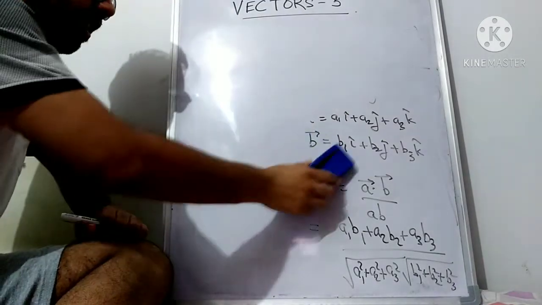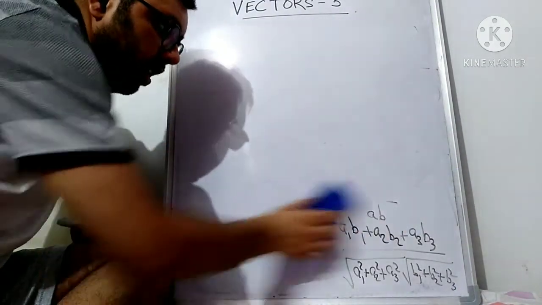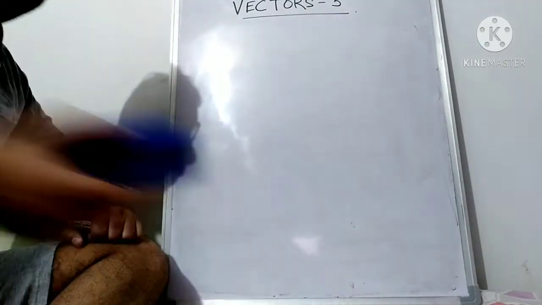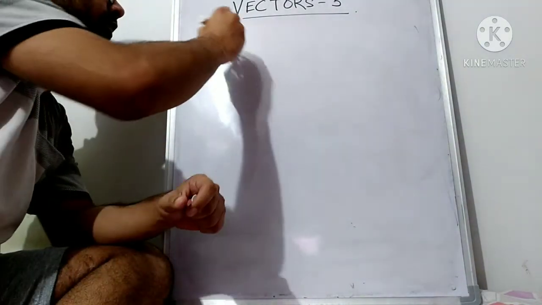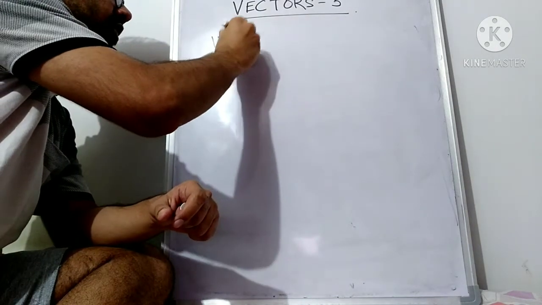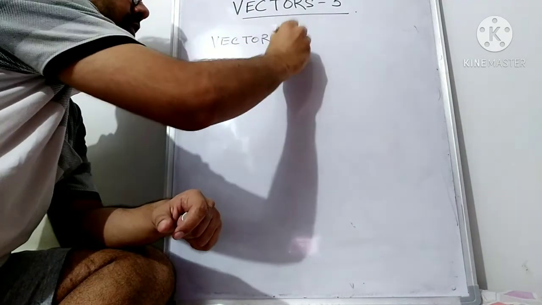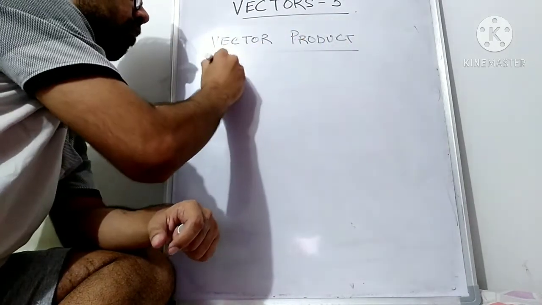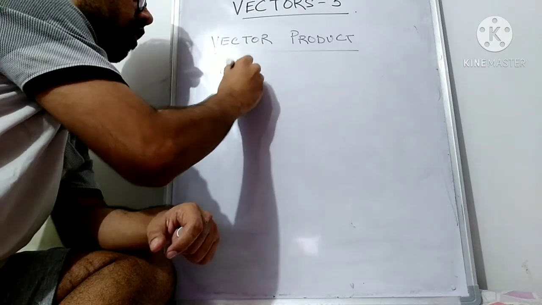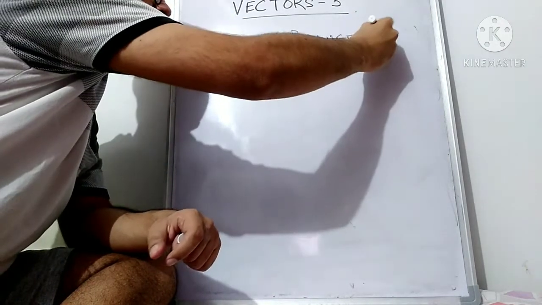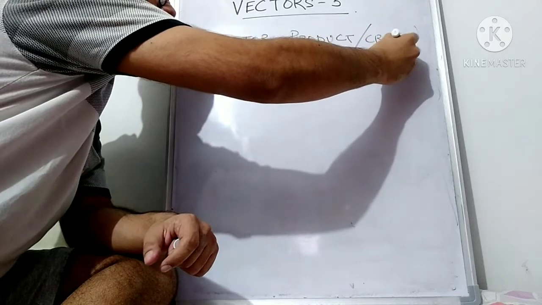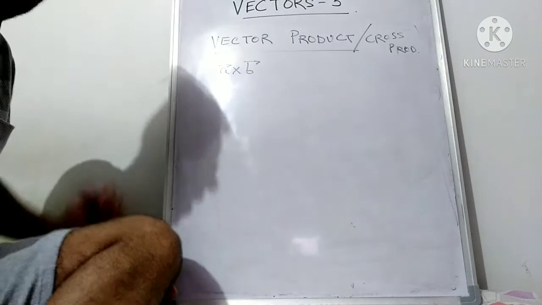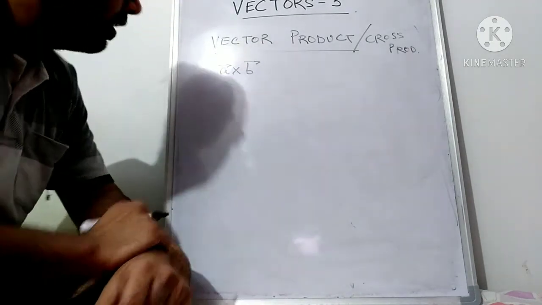Now we come to the second type of product, which also plays an important role while we are studying vectors, and that product is called the vector product. We put a cross for the vector product, so it is also called the cross product, because we are using a cross in the representation.